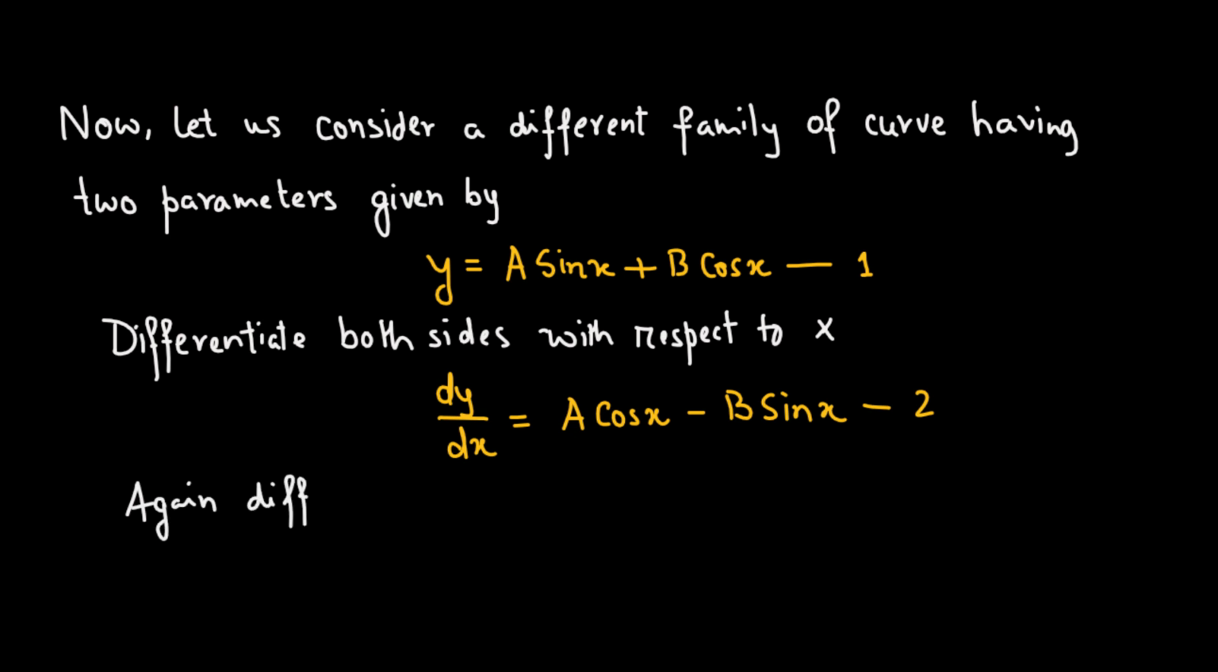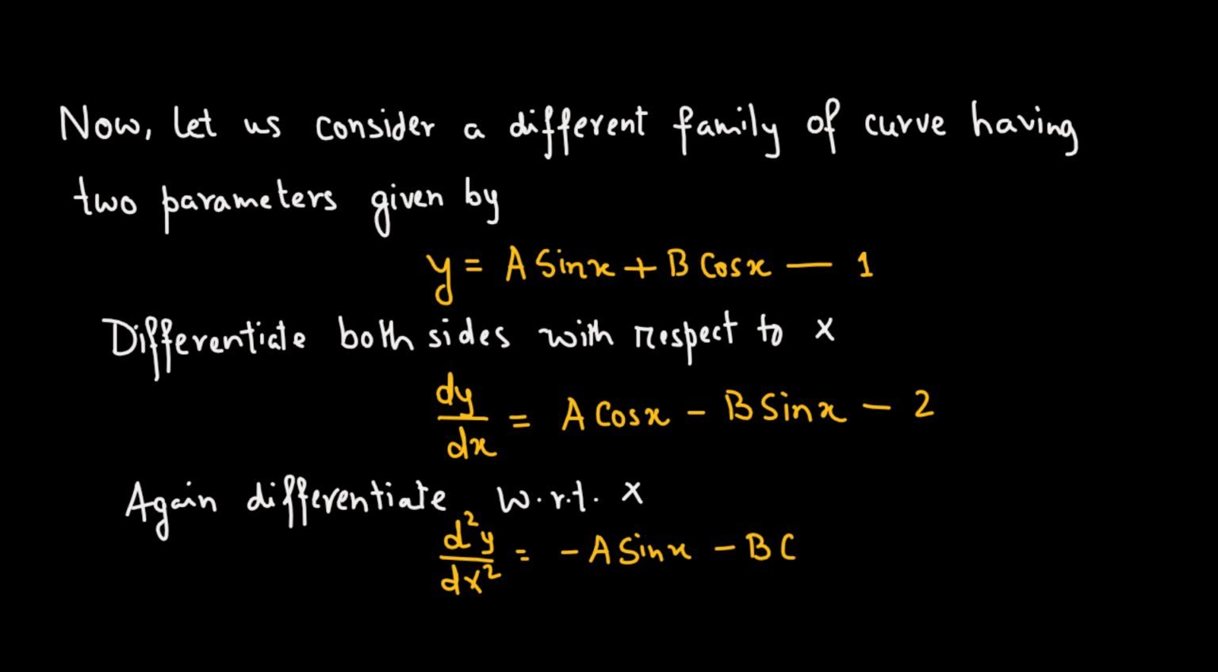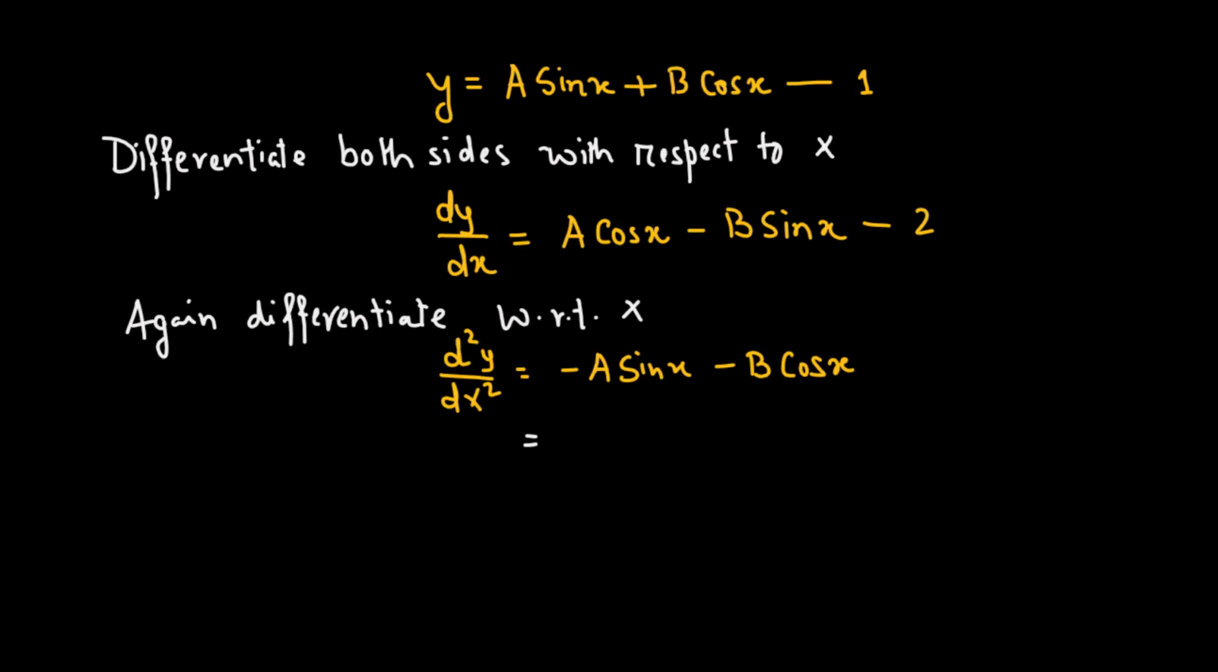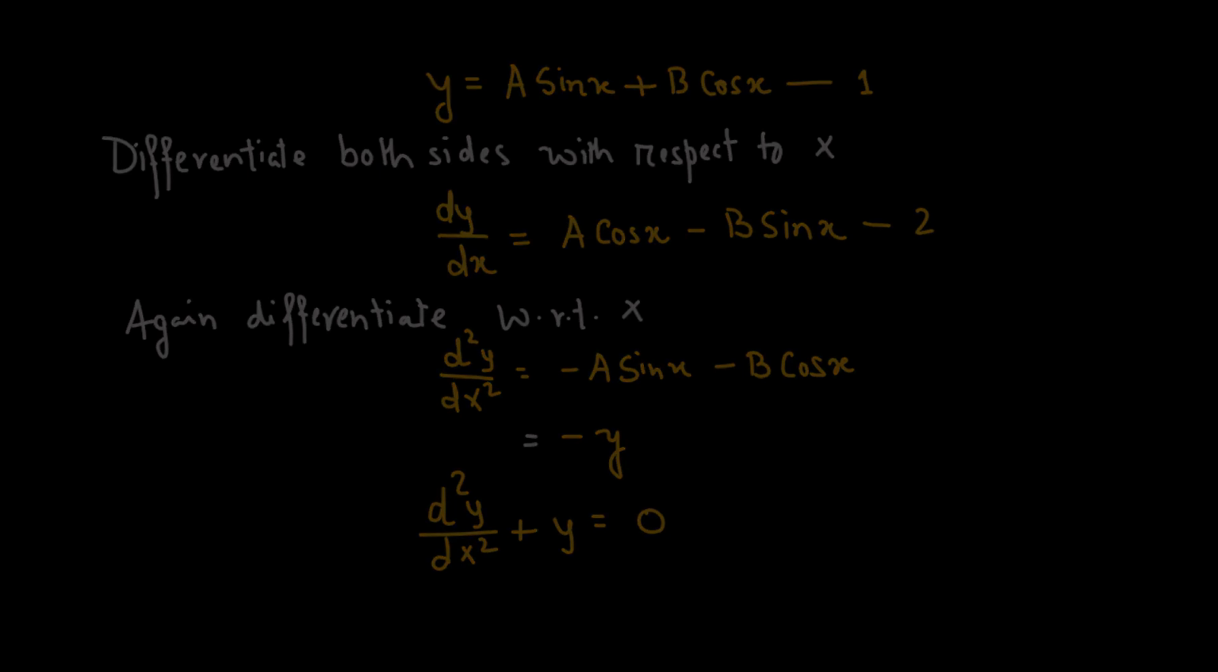Again differentiating equation number 2 with respect to x, we get the second derivative of y with respect to x equals negative a times sine of x minus b times cosine of x. Now we will take the negative common. That will give us negative times y, since we have replaced a sine x plus b cosine of x with y as given in equation number 1. Rearranging the terms gives us the second derivative of y with respect to x plus y equals 0.